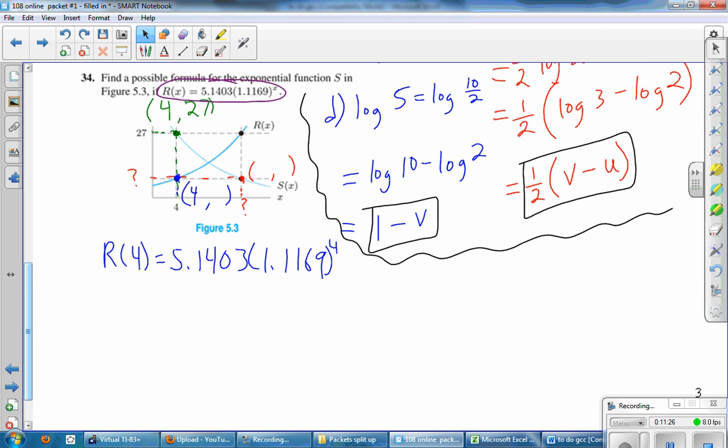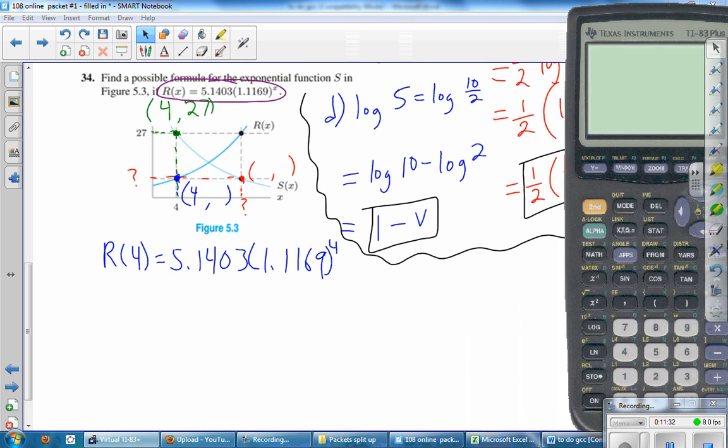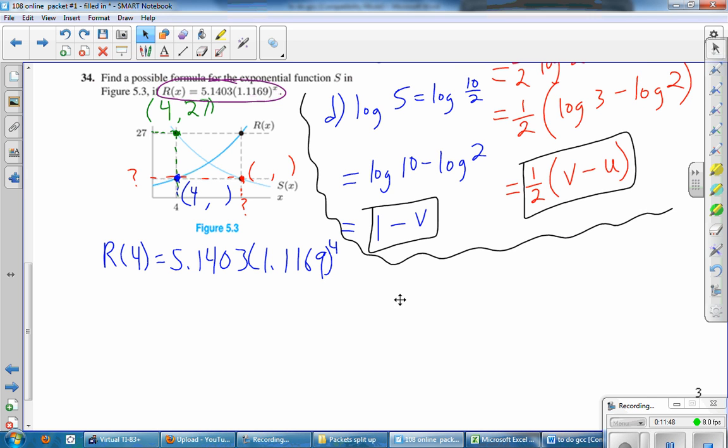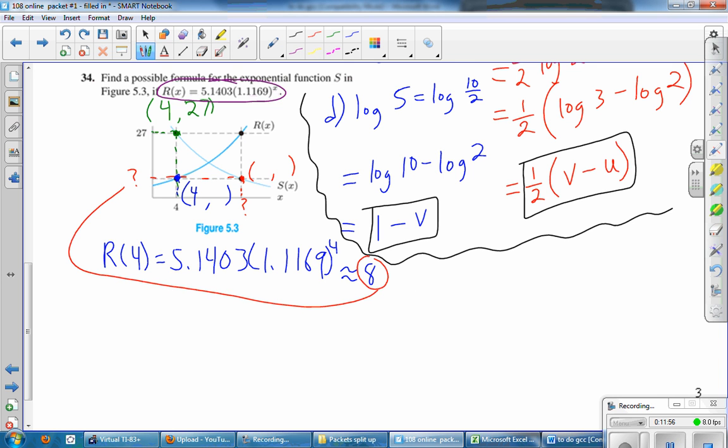Okay, good. We can find the y value. So we'll type this into the calculator. And we'll get, well, pretty close to 8. Let's just call it 8. That's around 8. So that means that the red question mark right there turns out to be 8. Is that the x or y coordinate of this point right here? That's the y coordinate. Great.